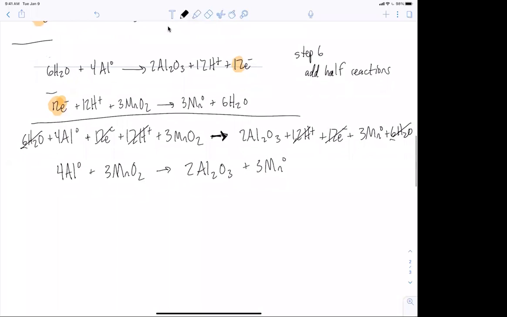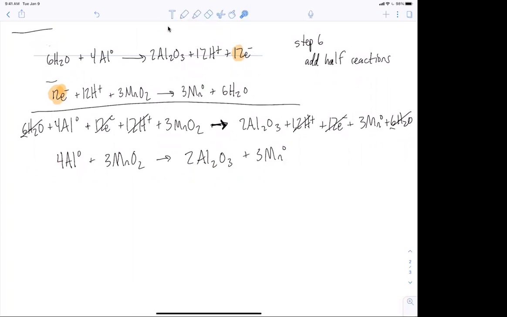So this thing is balanced. And if you want to check that it's balanced, of course, you can go through and check that all the elements make sense. So we have 2 aluminum here, so 4 total. We have 4 over here. We have 3 manganese, 3 manganese. We have 6 oxygens, and we end up with 6 oxygens. And you can also check that the charge is balanced. So on this side of the equation, we have 0 charge. And on this side of the equation, we have 0 charge.